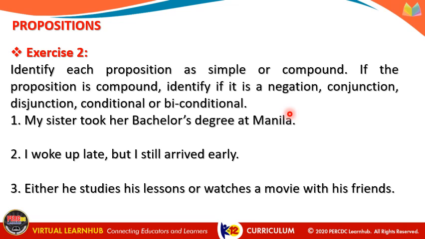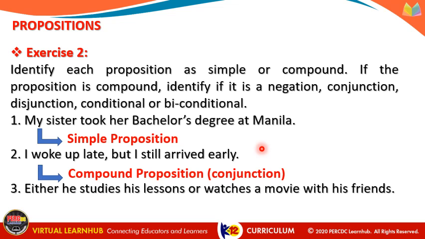Alright, let's start with this one. My sister took her bachelor's degree at Manila. As you can see, this proposition only has one thought. Thus, this is a simple proposition. Second one, I woke up late, but I still arrived early. As you can see, we have the word but. You have two propositions connected by the word but. This is a compound proposition, specifically a conjunction.